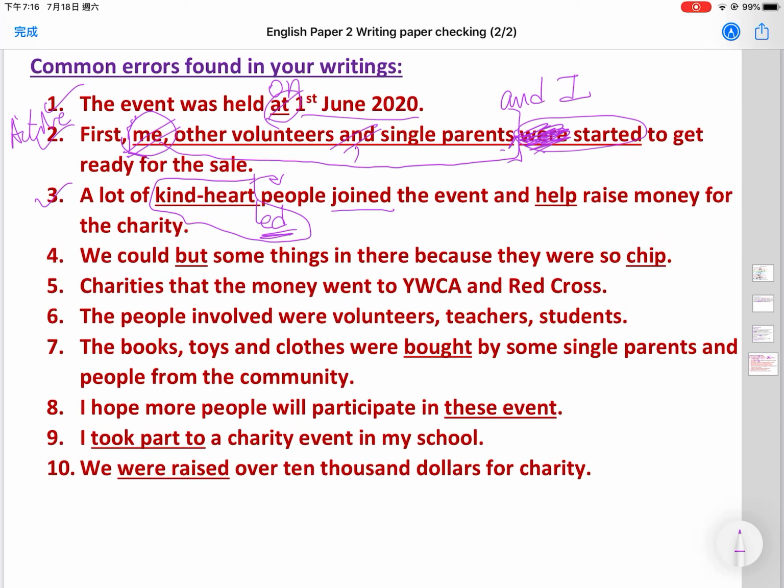And since the event was in the past, the past tense should be used, and we should add -ed to "helped" as well, because it's a past action. Now number 4, we could put some things in there, but because they were so cheap. Okay, now this is the very typical spelling mistakes that I'm talking about.